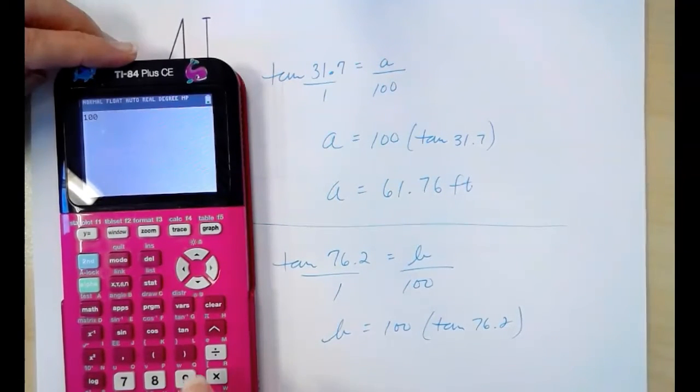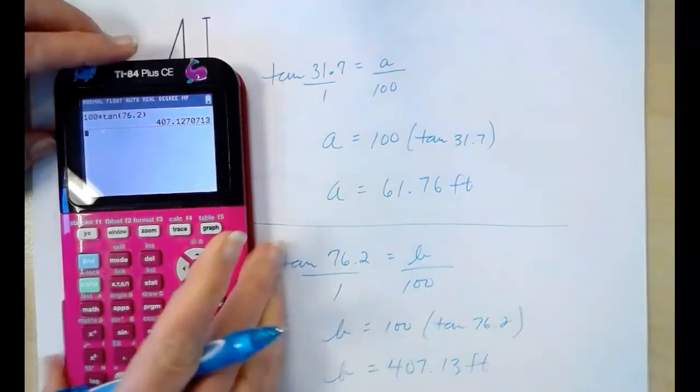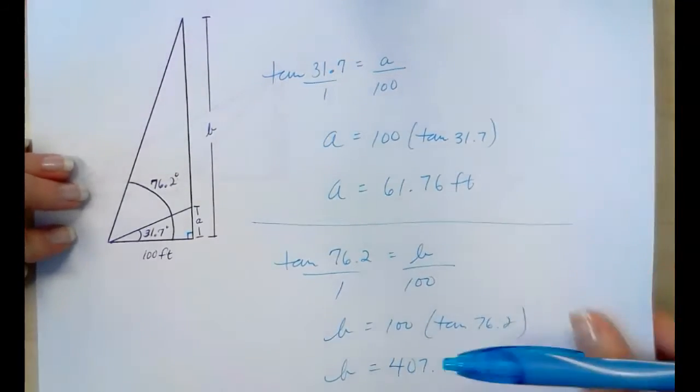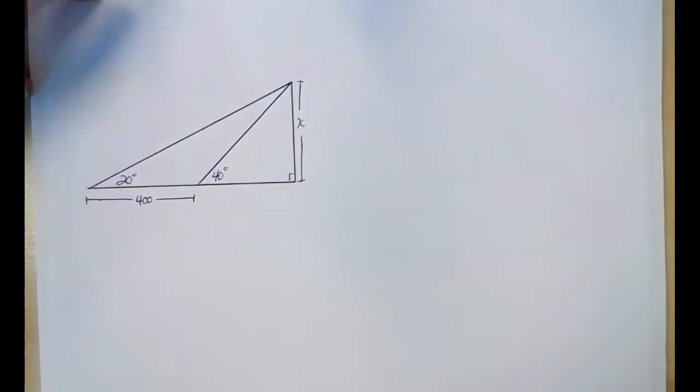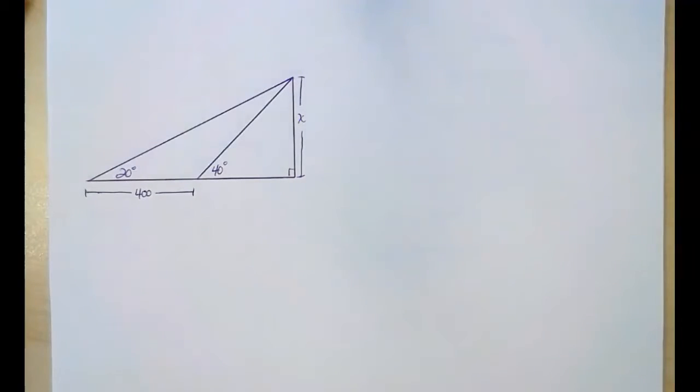So 100 times tangent 76.2. Close that parenthesis, and we get B equals 407.13 feet. This is just using trigonometry in order to find missing parts of a triangle. Now, this last one is going to test your algebra skills. This is a great ACT problem.